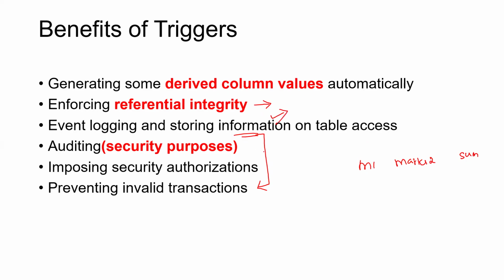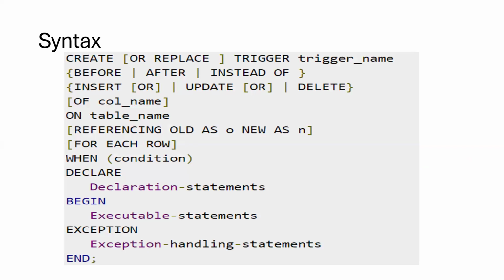Triggers are also used for security purposes, when you don't need some changes to be reflected in the system, or if you don't need anything to be updated or inserted in your table. At that time you can use a trigger to do that kind of operation. So it helps you to impose security, and it also provides prevention of invalid, unnecessary transactions. These are the benefits of triggers, and the syntax of a trigger is: create or replace trigger.